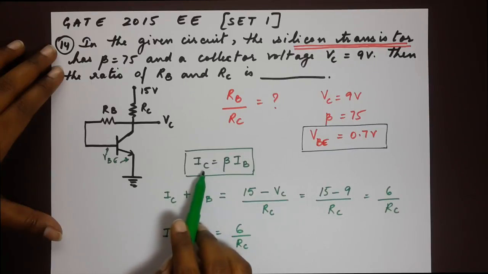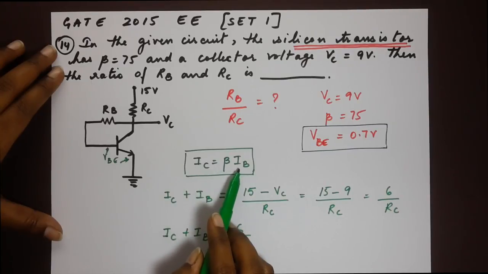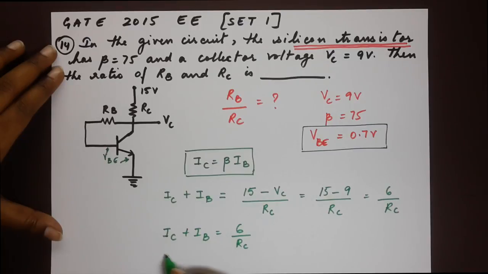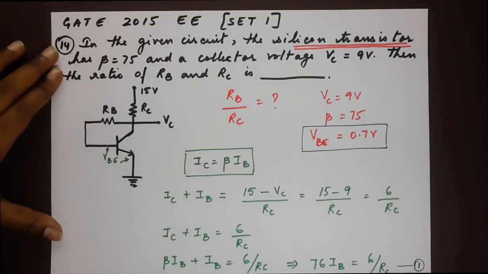Now using this relation here, Ic equals beta into Ib, let's substitute that over here. So we now get beta Ib plus Ib is equal to 6 divided by Rc. So beta is 75. If we substitute 75 here, this further becomes 76 Ib is equal to 6 by Rc. Now let's call this equation 1. We are going to use this at a later step. Okay, so we have one expression.